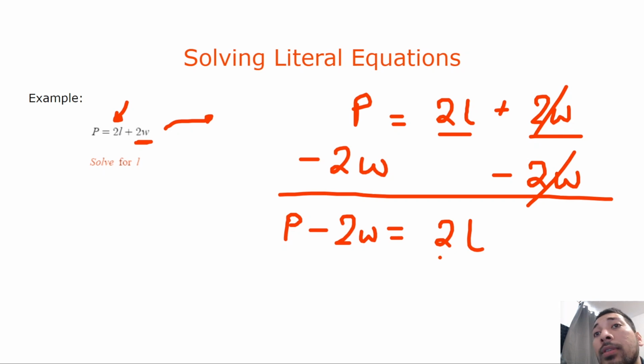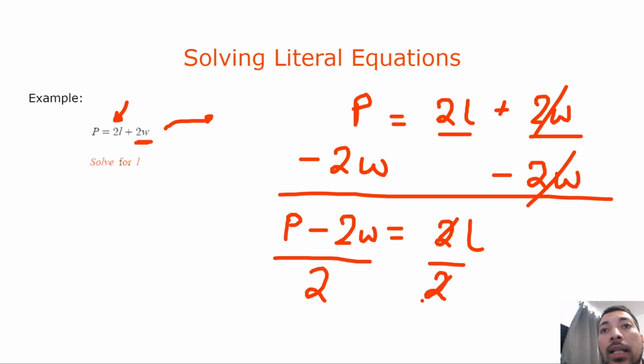Now that we have 2L isolated, we can get rid of this 2 using division, because 2L means 2 times L. We simply divide by 2 on both sides. Once we do that, these 2s cancel out. We have P minus 2W over 2 equals L. This is how we isolate the variable L over here.